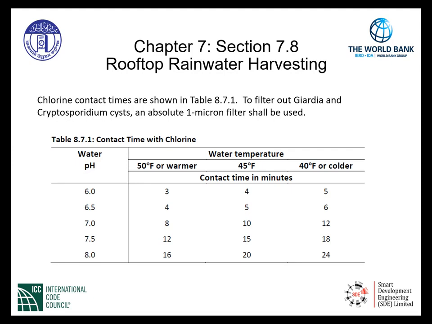Now observe the 50 degree Fahrenheit row and observe the effect of pH. At a pH of 6.0, which is slightly acidic, disinfection would be achieved in 3 minutes. At a slightly alkaline value of 8.0, disinfection will take 16 minutes. Chlorine is more effective in acidic water than alkaline water. The water temperature and pH are important properties to know while disinfecting.